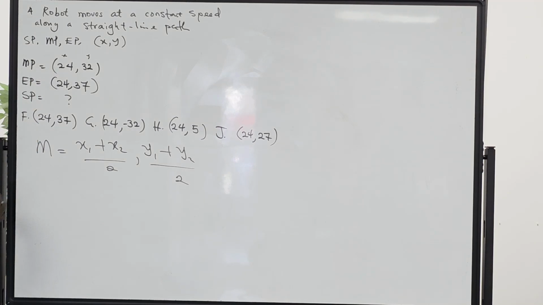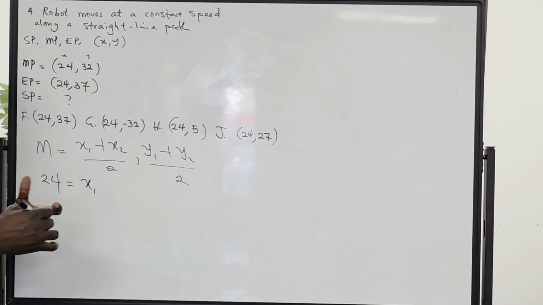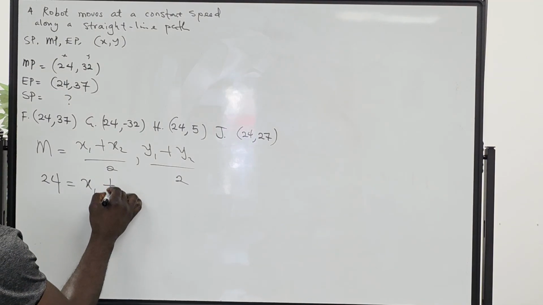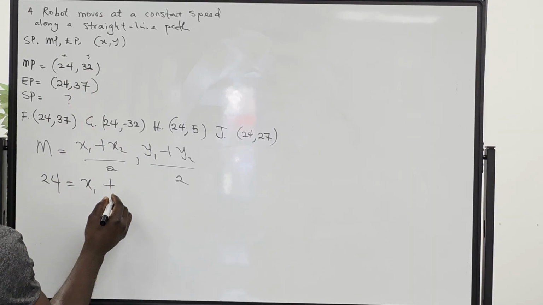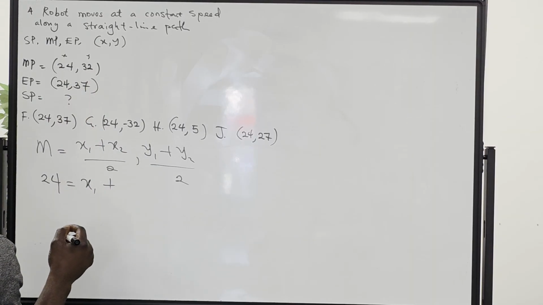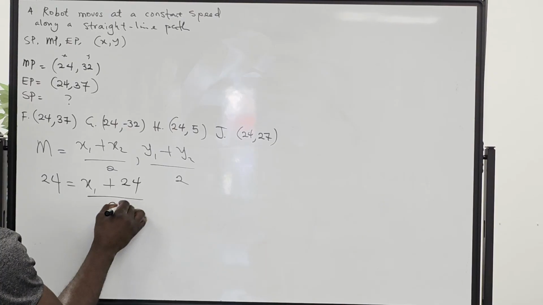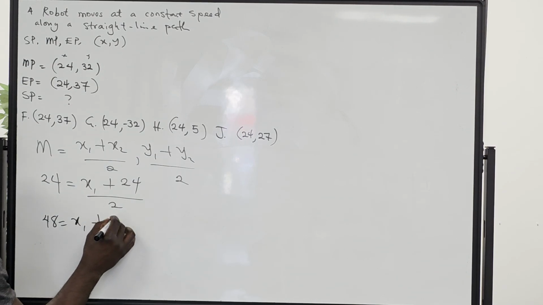So for the x, it is 24, equal to x1, which is what we're looking for, the first one for the origin, plus x2, which is 24, over 2. So that 2 times 24 is 48. It's equal to x1 plus 24.